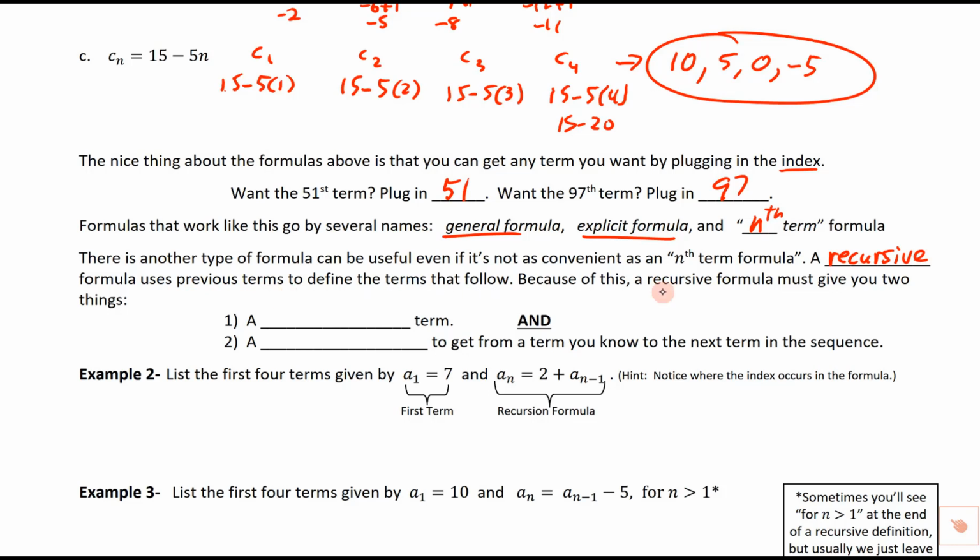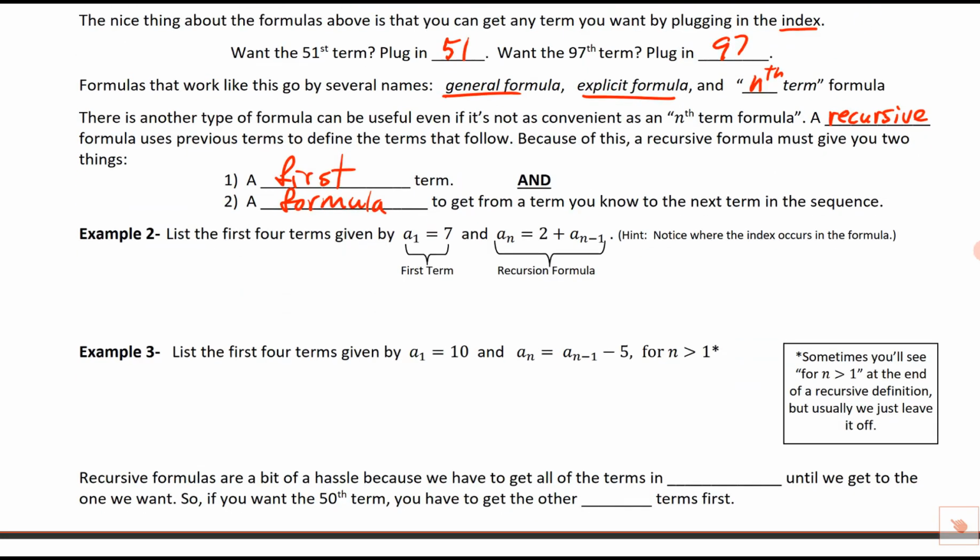And because of this, a recursive formula always has to give you a couple of things. The first thing is it's got to give you a starting place. In other words, it's got to give you a first term, some place to start. And then it's got to give you a formula to get from one term that you know to the next term in the sequence.